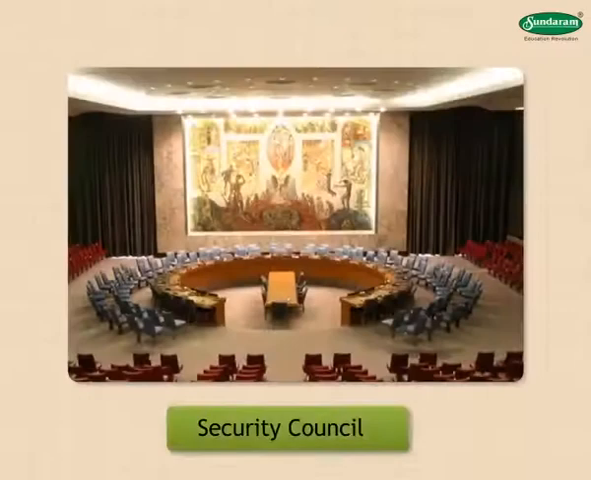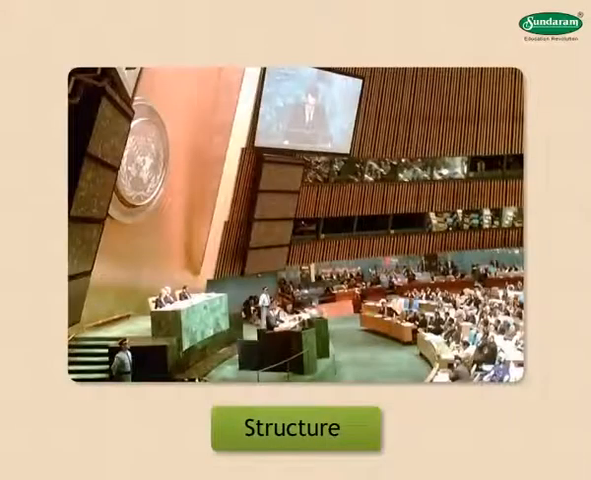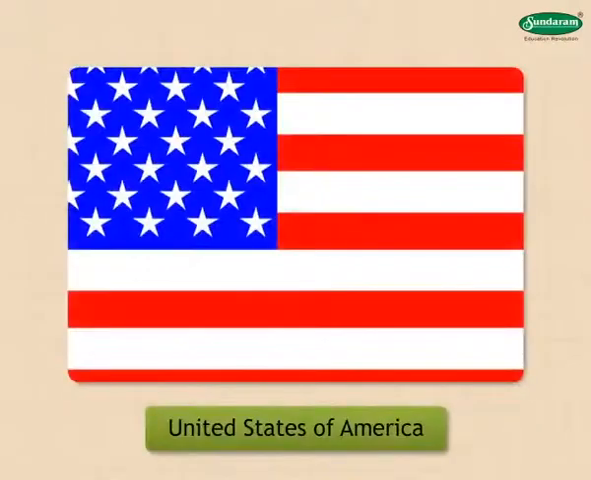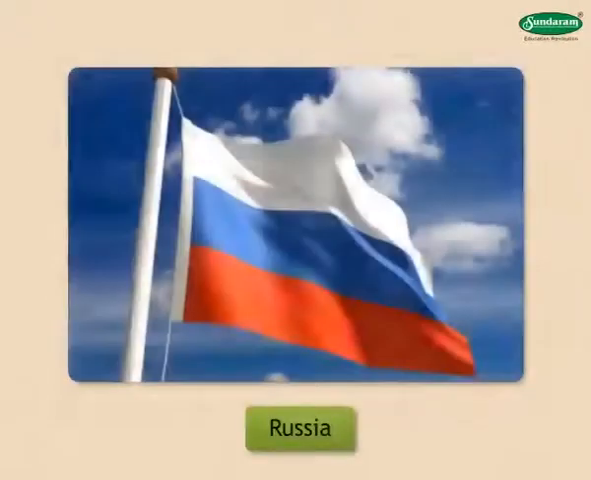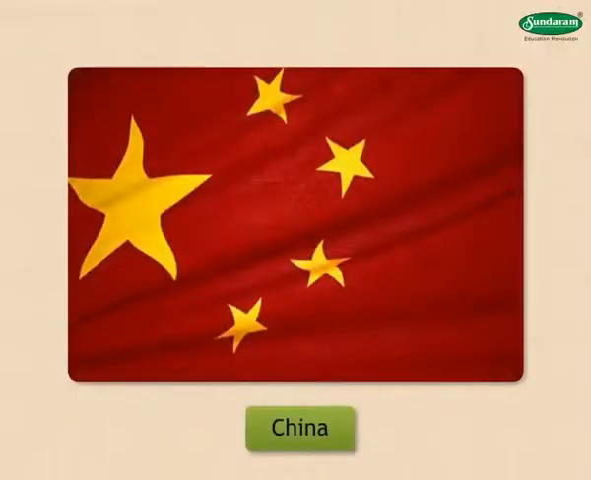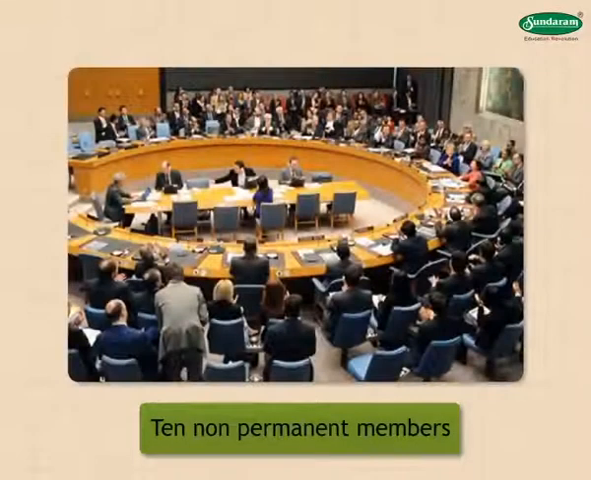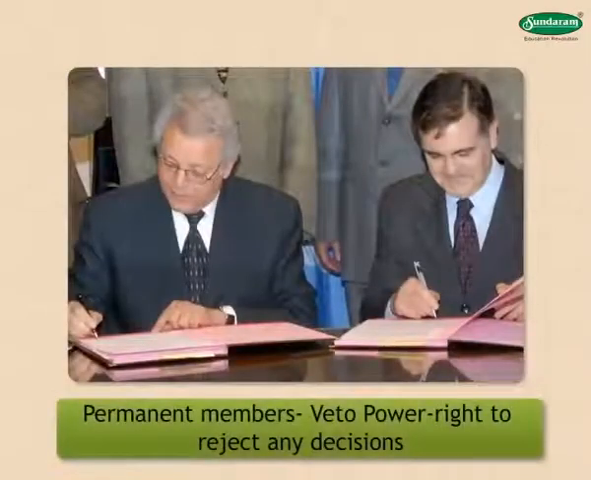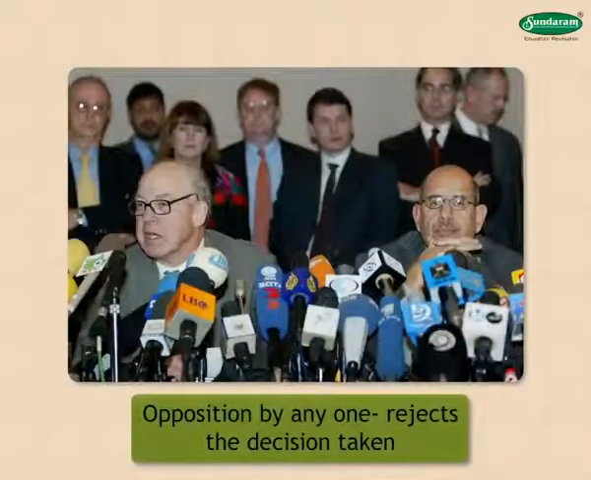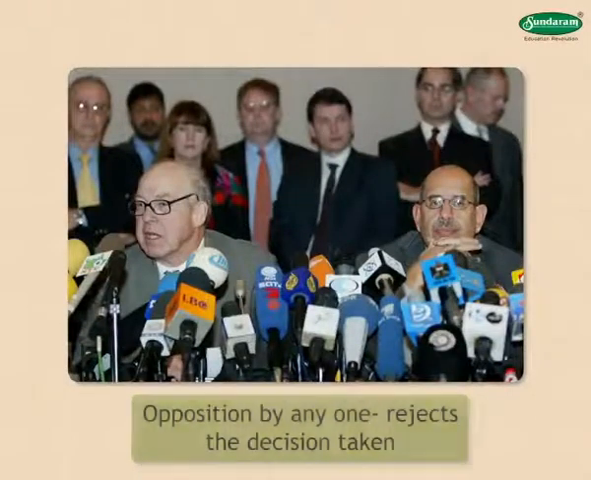Now let's learn about the Security Council structure. It has a total of 15 members. The 5 permanent members of the Security Council are the United States of America, United Kingdom, Russia, France, and China. The remaining 10 are non-permanent members elected from among the other member countries for a period of 2 years. The permanent members have veto power, which means that they have the right to reject any decision. Opposition by any one of these members rejects the decision taken.